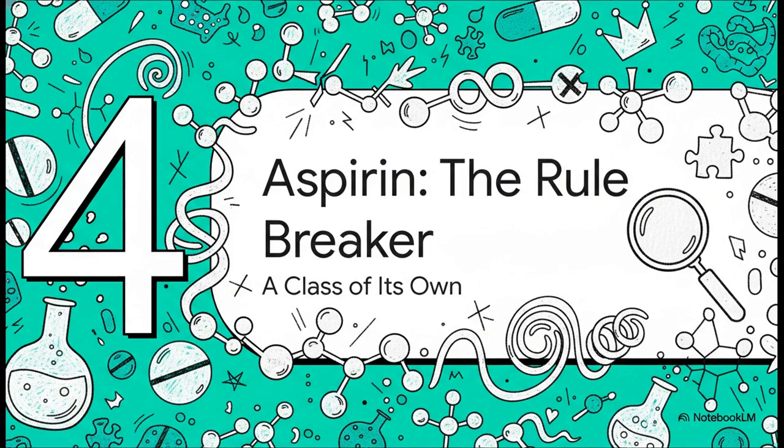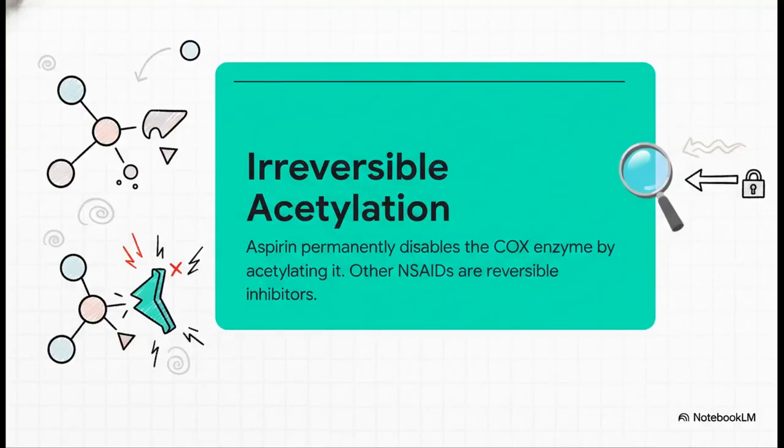Okay, now it's time to talk about the OG of NSAIDs, the one that started it all, and the one that completely breaks the rules we just set up. Let's talk about aspirin. It's really in a class of its own, all because of one unique chemical trick it can do. This is the absolute number one high-yield difference you have to know.